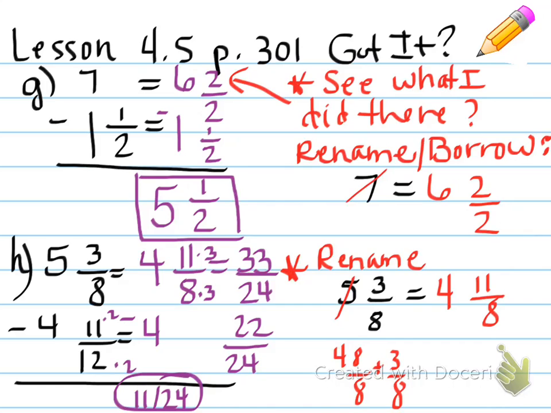So now I'm down to 4 and 33/24 minus 4 and 22/24. You can see my work of how I changed over the common fractions, the denominators. So now when I go to subtract, 33 minus 22 would be 11/24. The 4 minus 4 leaves you with 0.